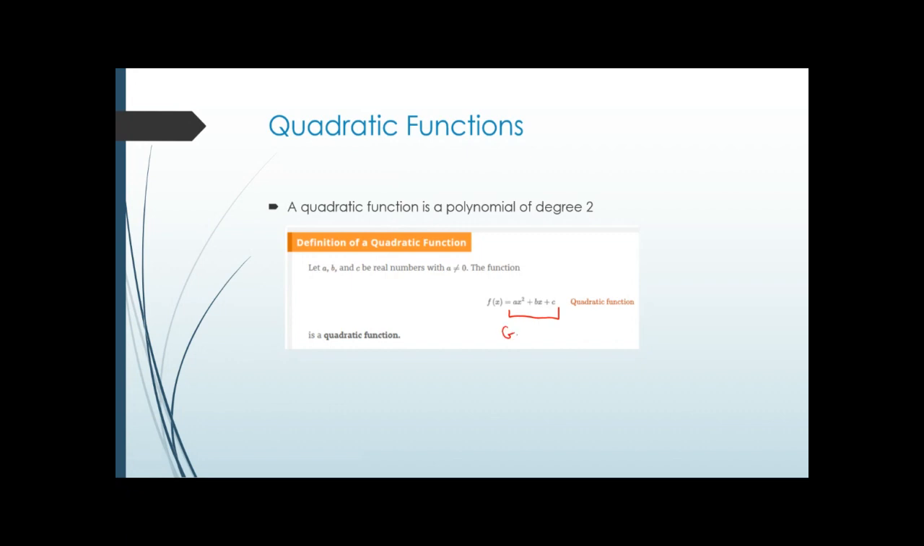Our book sometimes calls this general form. Most textbooks call this standard form. Our textbook is a little confusing when it comes to naming these because it actually calls multiple things standard form. But generally, standard form of any type of function is where everything is multiplied out. So ax squared plus bx plus c, we don't have any multiplication. That's the standard form. Everything is on one side, essentially.